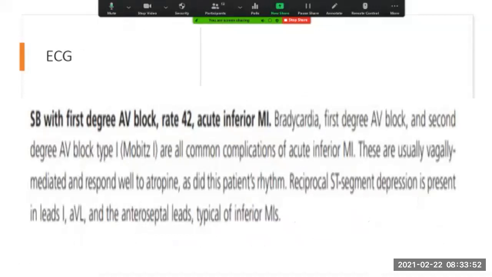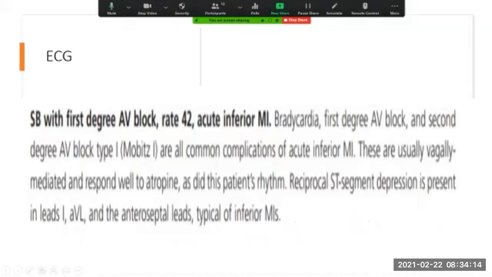Remember, bradycardia has its own complications, and its complications are further ischemia, hypotension, you know, things like that. So you need to protect your patient, basically. That's what we're trying to say. And the reciprocal ST depressions are present in leads. So this is all what we picked up. We didn't miss out anything, okay?